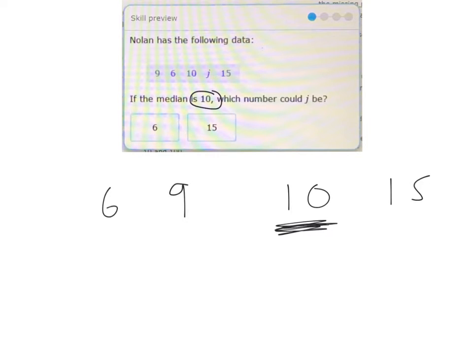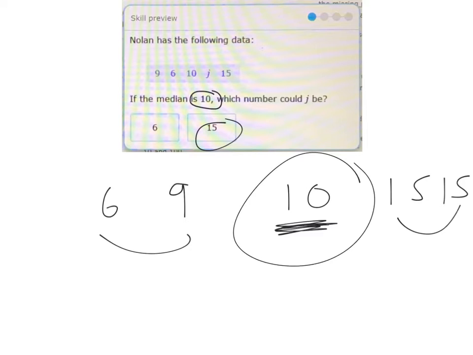So therefore, we need to choose 15 because it will be on this side of 10. I'm going to have a second 15. Therefore, there's two numbers on this side, two numbers on that side, 10's in the middle, making it the median.